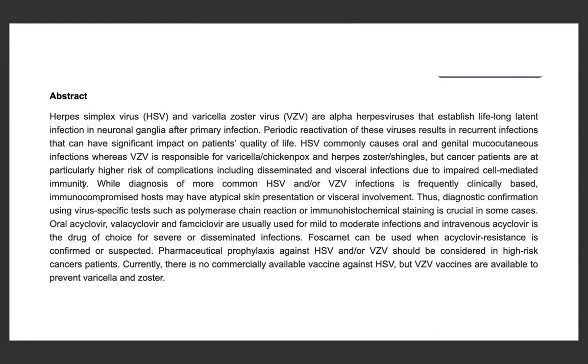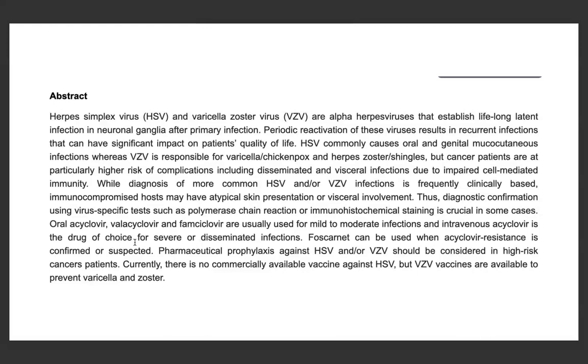impaired cell-mediated immunity. While diagnosis of the more common HSV and VZV infection is frequently clinically based, the immunocompromised host may have atypical skin presentation or visceral involvement. Thus, diagnostic confirmation using virus-specific tests such as PCR or immunohistochemical staining is crucial in some cases. Oral acyclovir, valacyclovir, and famciclovir are usually used for mild to moderate infection, and intravenous acyclovir is the drug of choice for severe and disseminated infection.